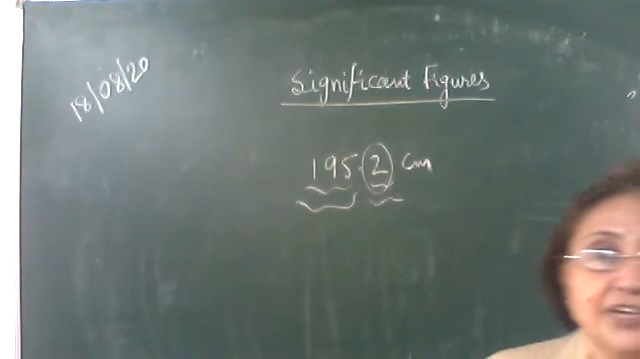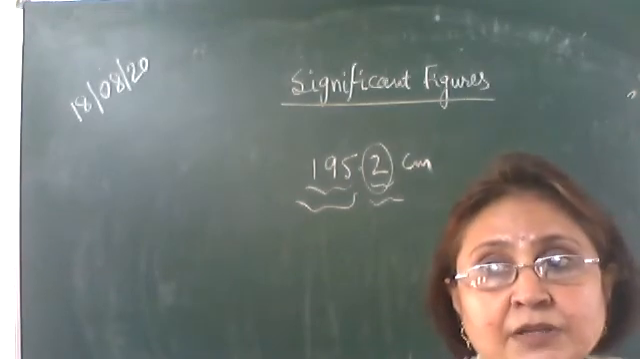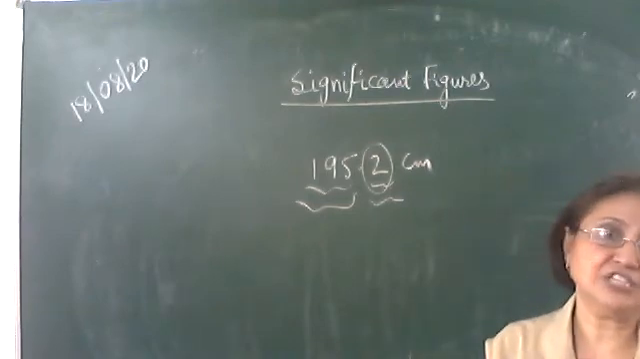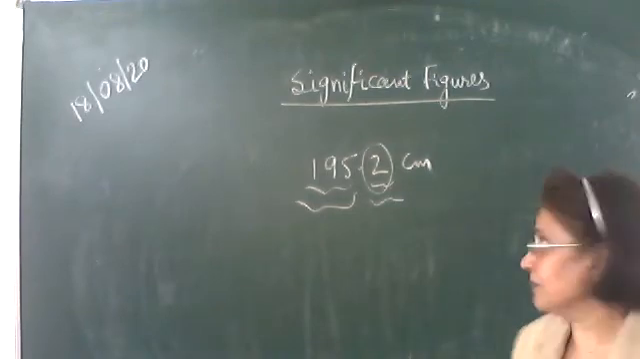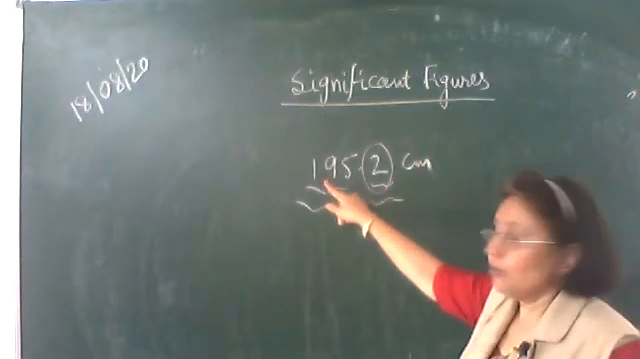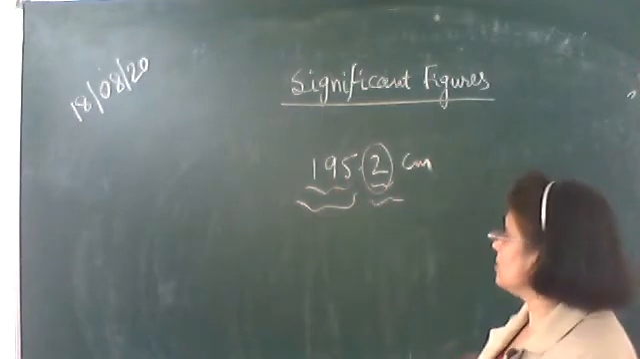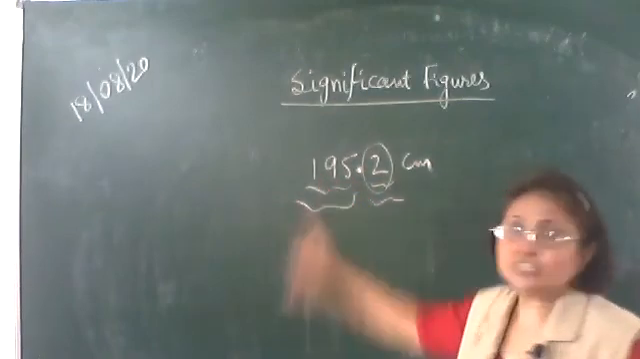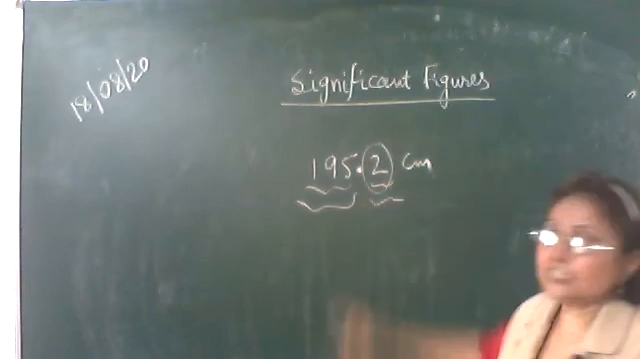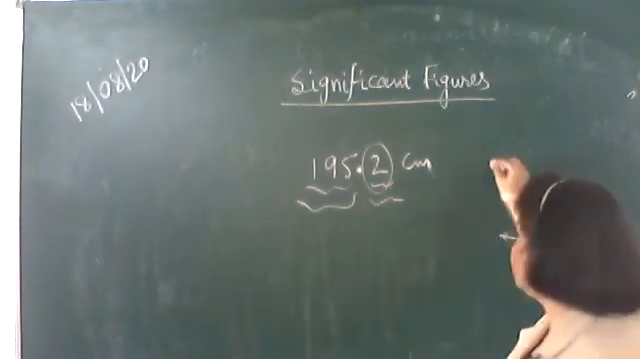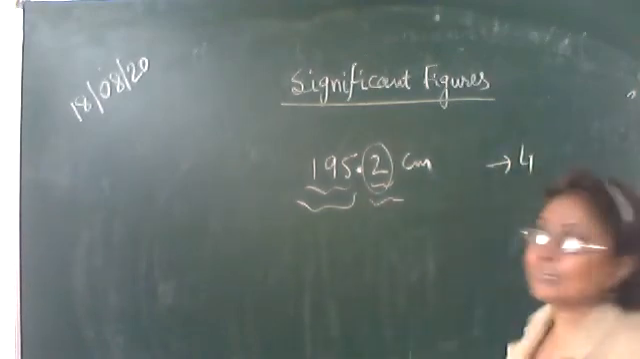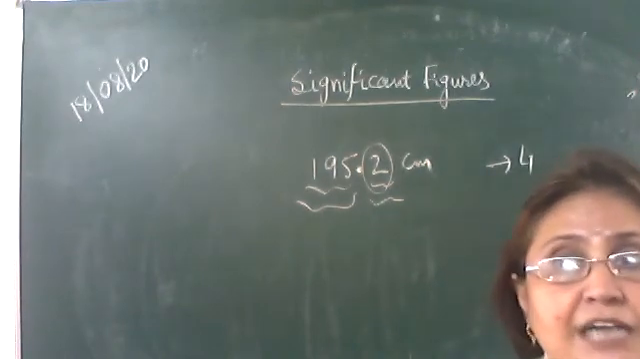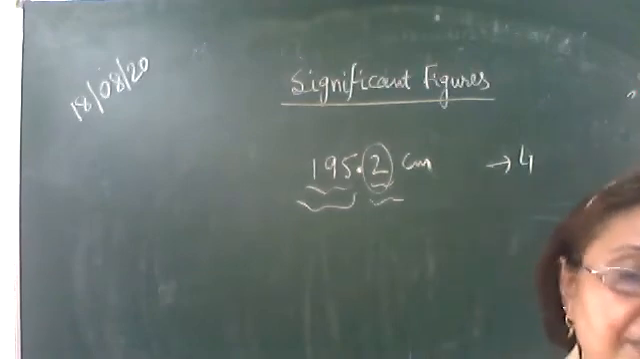So significant figures means the number of digits in a measured value which are reliable plus the last digit which is uncertain. So what are the significant figures in this measured value? 195.2 centimeter. These three digits are reliable. The last digit is uncertain. So the total number of digits are 4. So the number of significant figures in this value is 4. So this way we find out the number of significant figures.